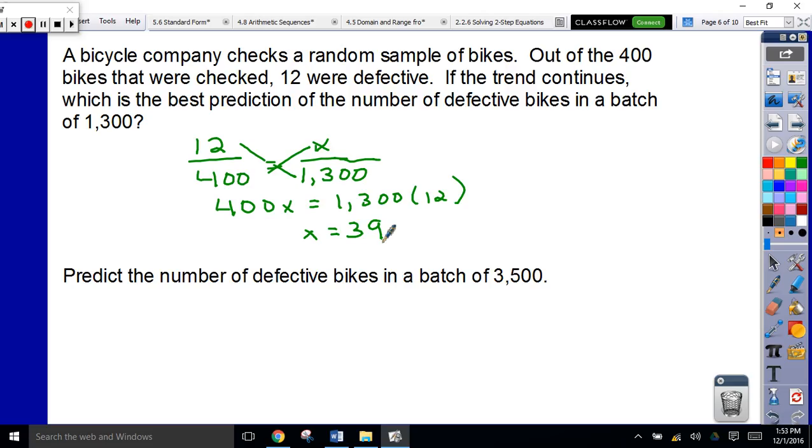This is kind of like we can figure out the probability. Listen up, 12 divided by 400 is what? Can someone do that? What's 12 divided by 400?